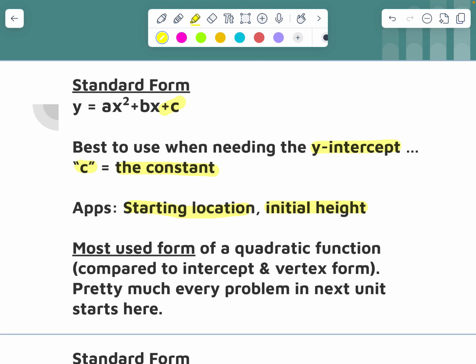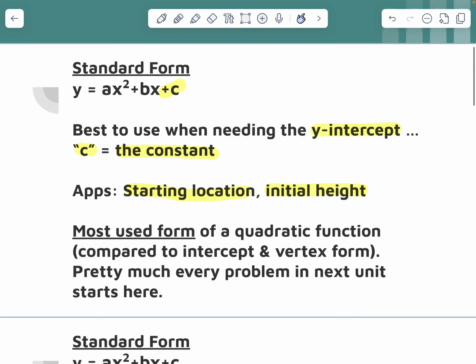This is the most used form, as previously mentioned, of a quadratic function compared to intercept form and vertex form, and every single problem that we do in the next unit is going to start looking like this, so get used to it.